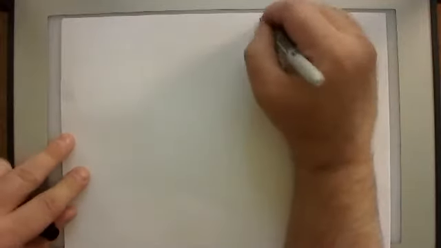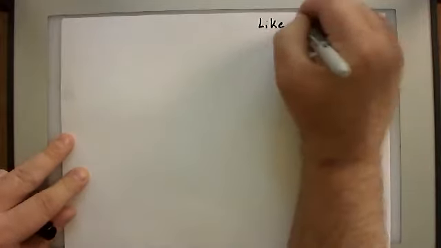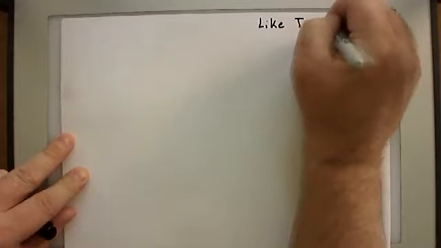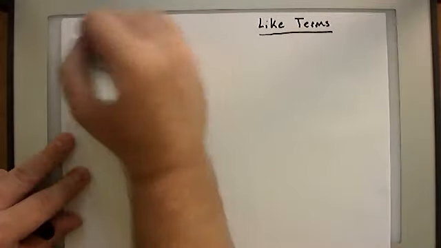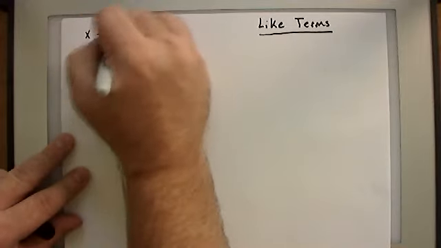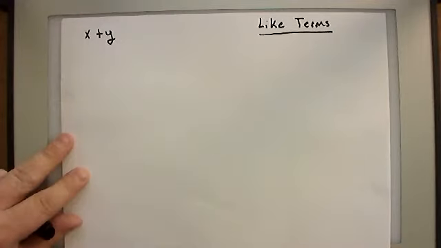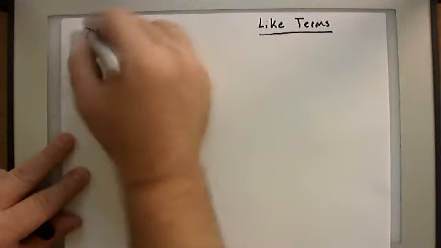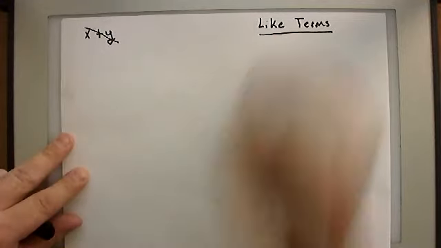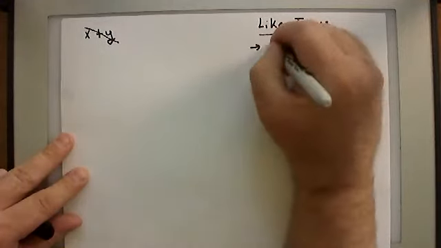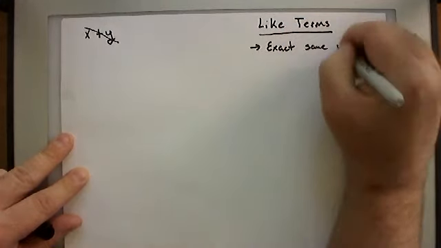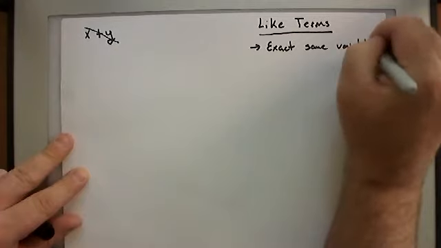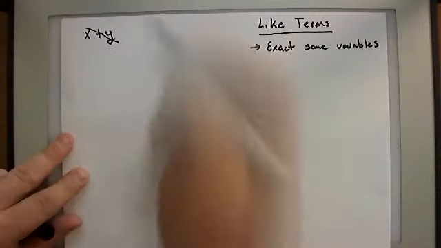First, let's talk about this idea of like terms, because I'm going to say that a couple times from now on. I'm going to say, let's combine the like terms. Let's make sure we understand what like terms are. If I asked you to take x plus y and put those together, what could you do with it? Nothing, right? X plus y don't go together because they're not like terms. So couldn't we agree, certainly, they have to have the exact, and I do mean exact same variables. In this case, x and y aren't the same variable.